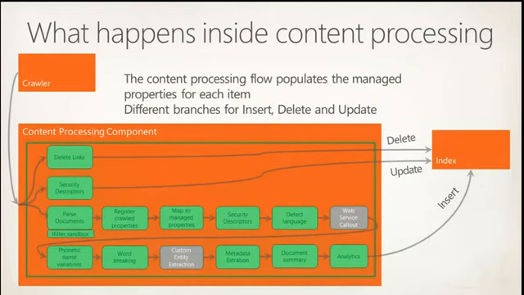Document parsing will also add more properties, more crawl properties to the item. This can be metadata, like the title and author of the document. So once we have all the possible metadata for the document, that's when we look at the search schema that comes out of the box or that you've defined, and then map everything to managed properties. And from this point on, where the flow is only processing managed properties, we then do some magic to extract or to convert security descriptors, and then to do language detection.